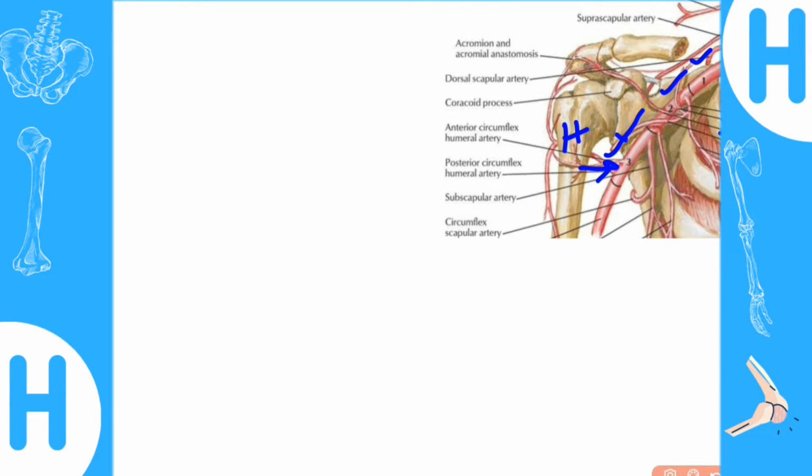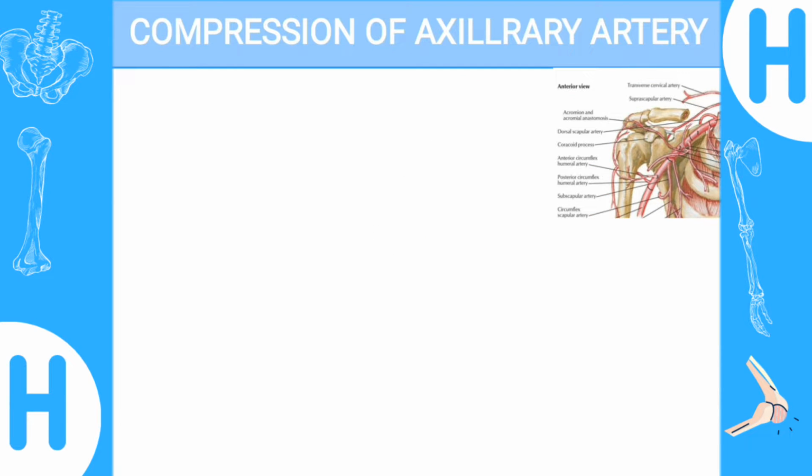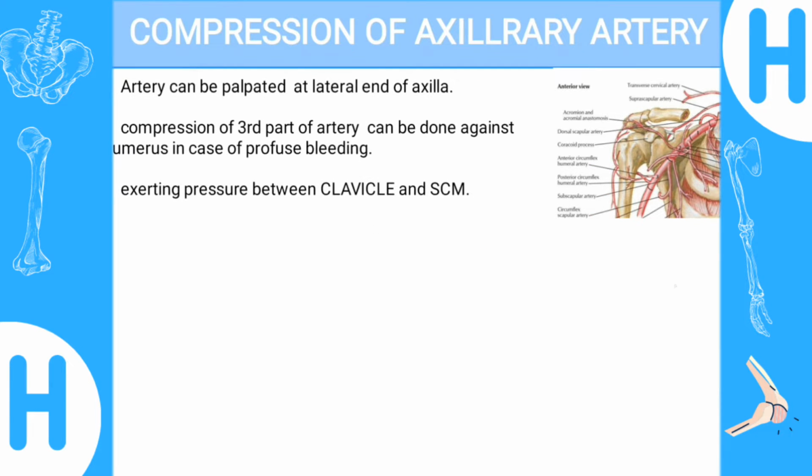Okay, so here we have different locations where we can compress the axillary artery. The axillary artery can be palpated at the lateral end of the axilla. Compression of the third part of the axillary artery can be done against the medial border of the humerus in case of profuse bleeding, and it can also be compressed at its origin by exerting pressure downward between the clavicle and the sternocleidomastoid muscle.